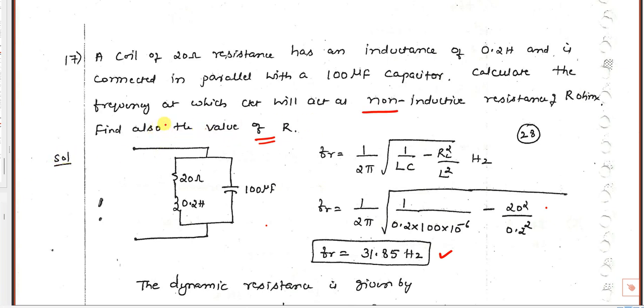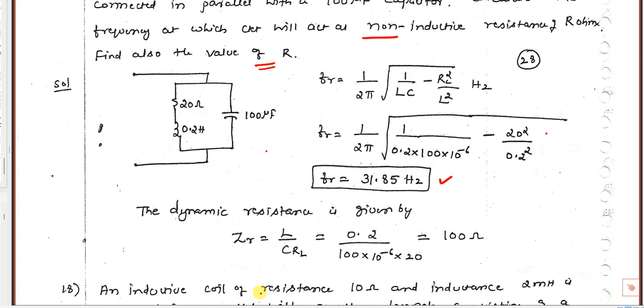They are not directly asking to find dynamic resistance. They asked to find the frequency at which the circuit acts as non-inductive, meaning the circuit behaves as purely resistive. That is nothing but the resonance frequency. At that resonance, you have to find the value of R, that is, the dynamic resistance of the circuit, given by L by CR. This answer is correct. So you have to prepare all the questions so that you can answer any question.